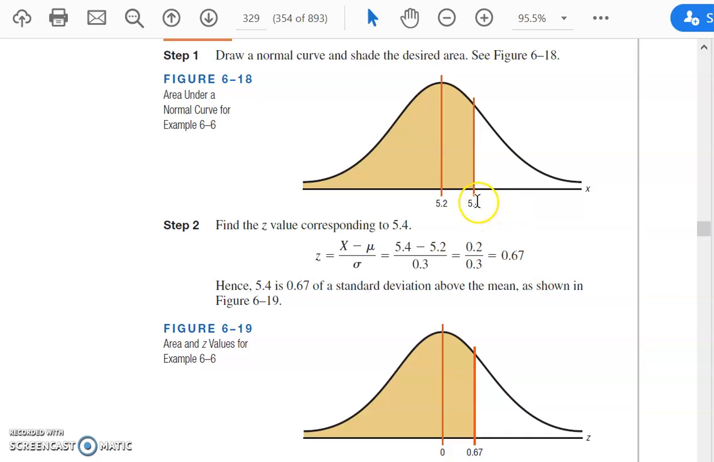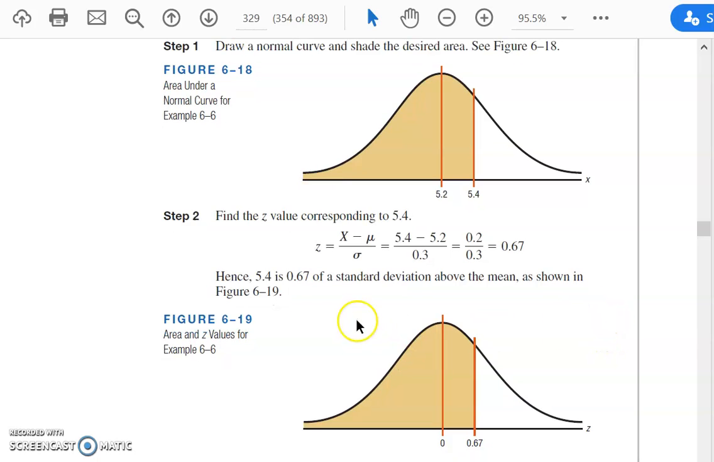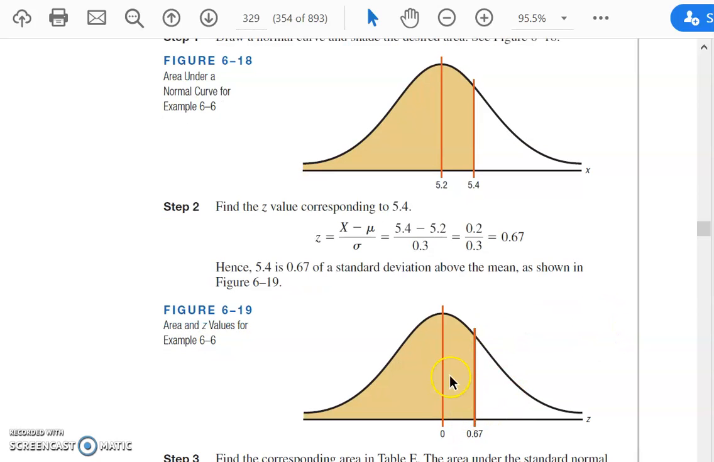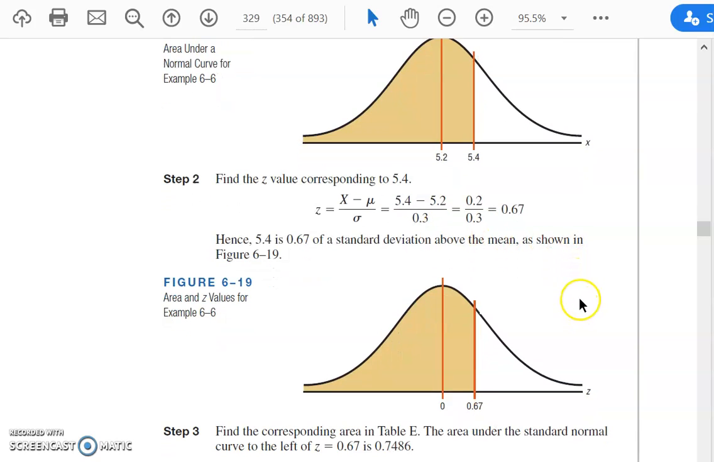So 5.4 corresponds to, here it is, you do the arithmetic here, x minus mu over sigma. So 5.4, take away 5.2, 5.2 is my mu, divided by 0.3. Do the arithmetic, boom, there it is, 0.67. Therefore, 5.4 in the x values is now 0.67 in the z scores. So it is 0.67 of a standard deviation above the mean.